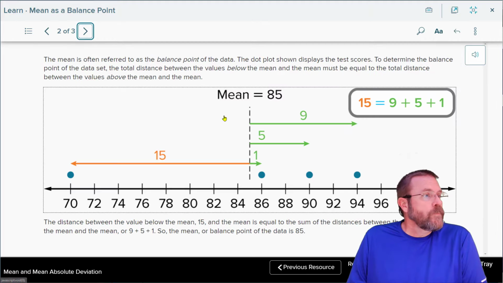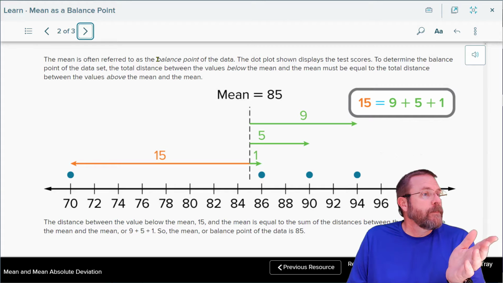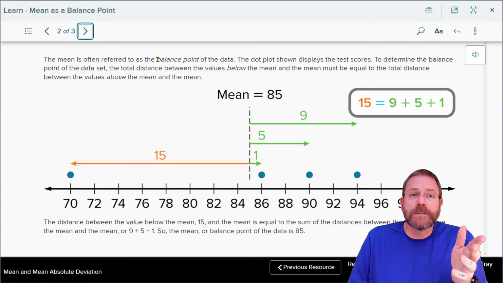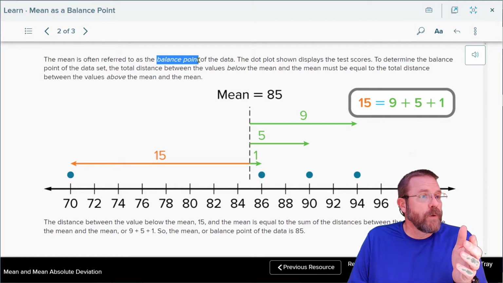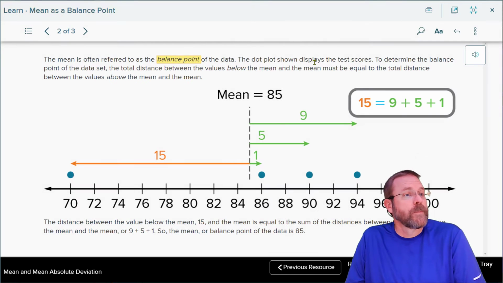Moving on from there, you can see that the mean is most often referred to as the balance point of the data. You know, I have never heard it. They say it's most often referred to that. I have never in my life heard it referred to as the balance point in the data. That's a brand new concept to me.